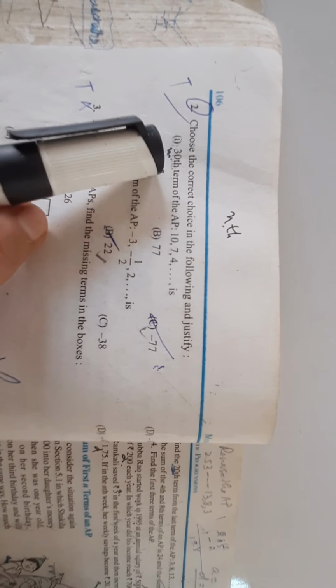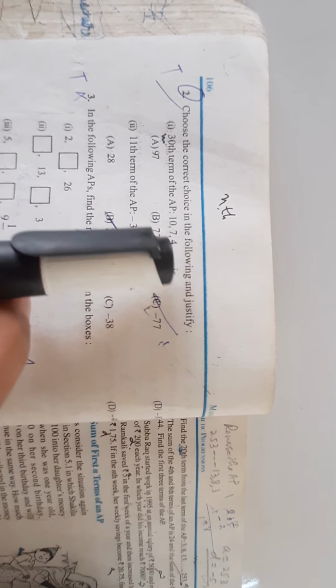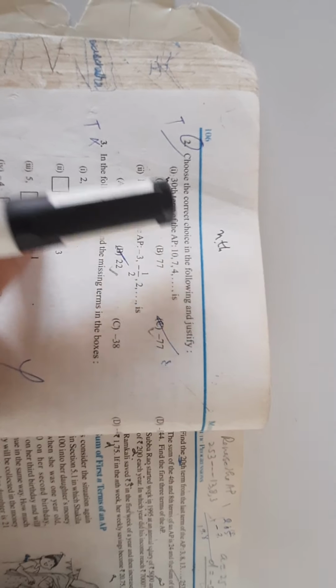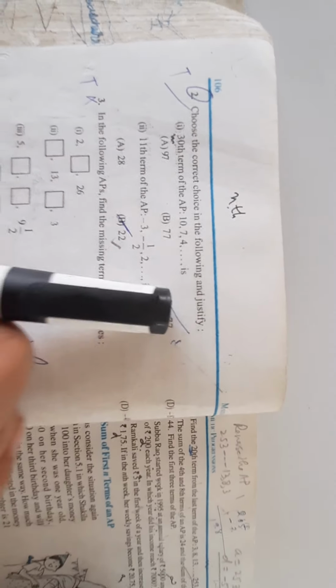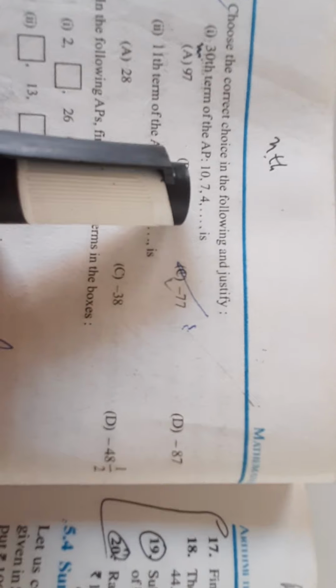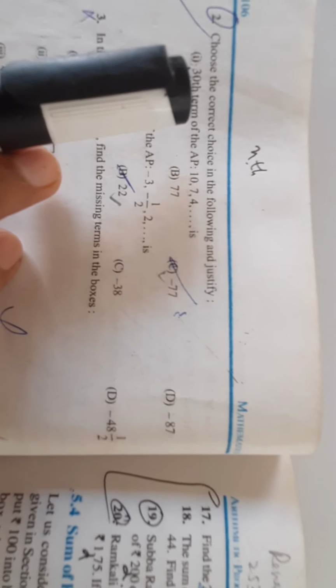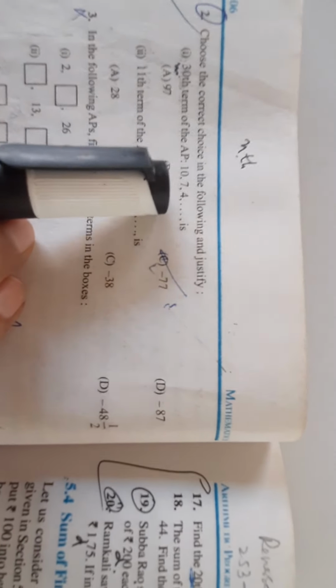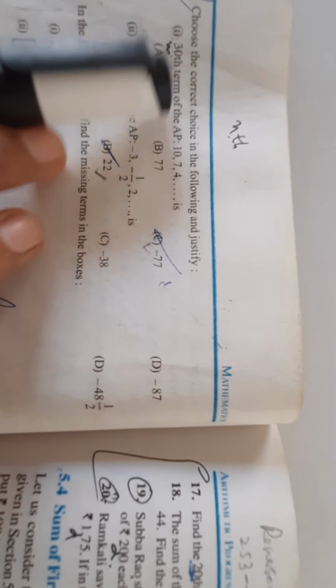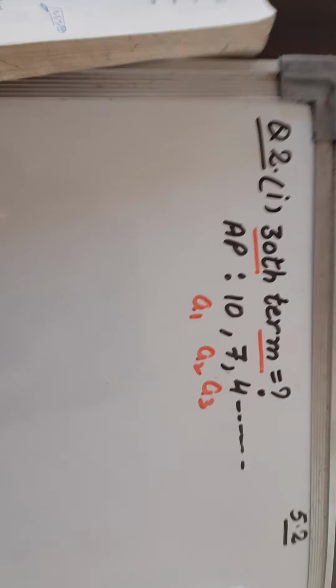So let's start question number 2 of the 5.2 exercise. Question number 2 is: choose the correct choice in the following and justify. This can become a 1 mark question, and the first question is also meant for 1 mark. Four options are given in the question and you have to select the correct one. The 30th term of the AP is asked, which means we have to find the 30th term. So let us see how to do this question.